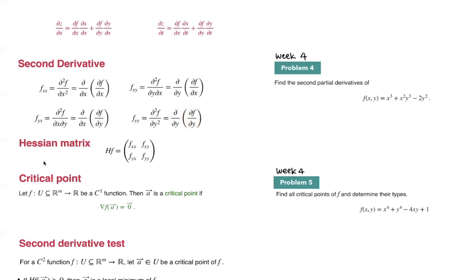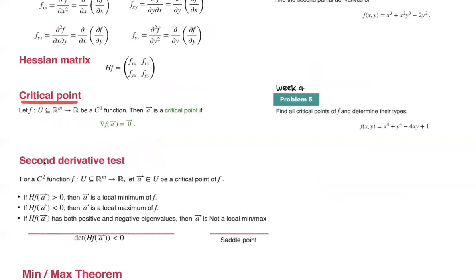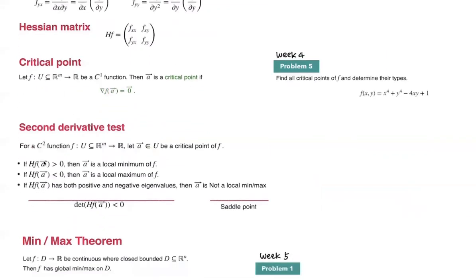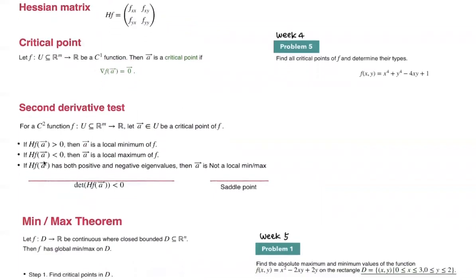And the Hessian matrix is given by second derivatives like this. We use the Hessian matrix in the second derivative test. A critical point is a point such that gradient f is 0. So by solving this equation, we can find the critical points.